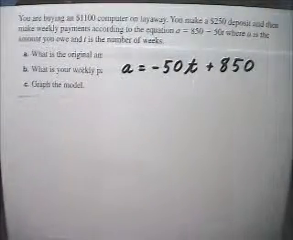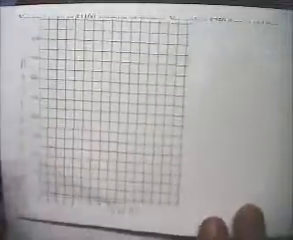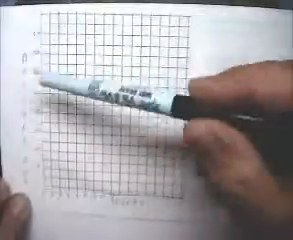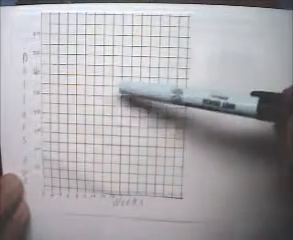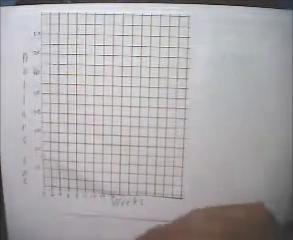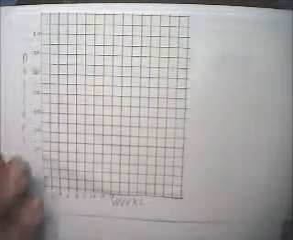So when we graph this, the dollars goes on the x-axis and the weeks go on the y-axis. This is just quadrant 1 of the graph because we're dealing with all positive numbers.